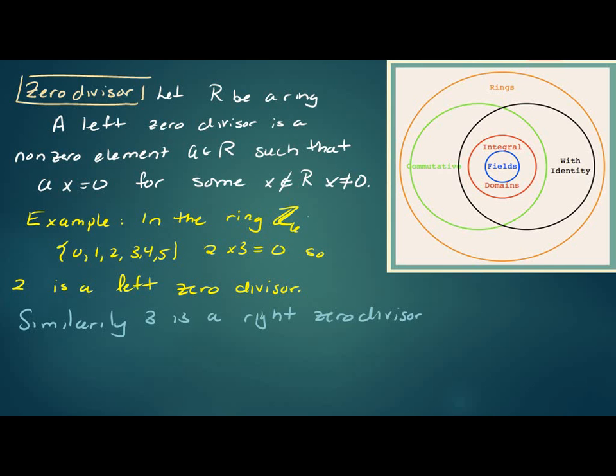So the definition's right here. This should be A not 0. For some x not 0, A not 0. I don't know what I was thinking right here. X not 0 and an A not 0. So two non-zero elements multiplied up to be 0. Like in Z6, 2 times 3 is equal to 0.